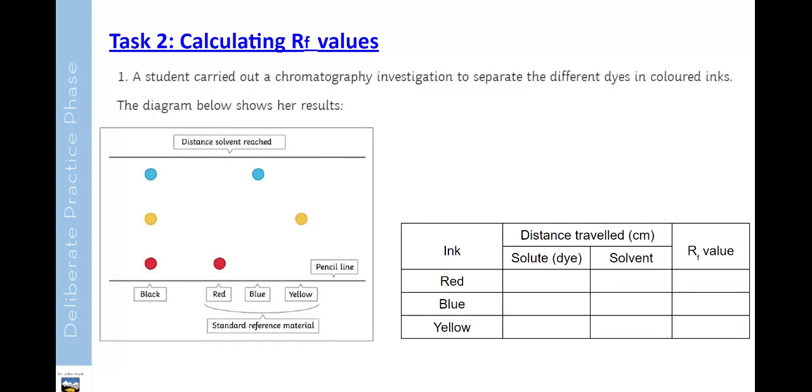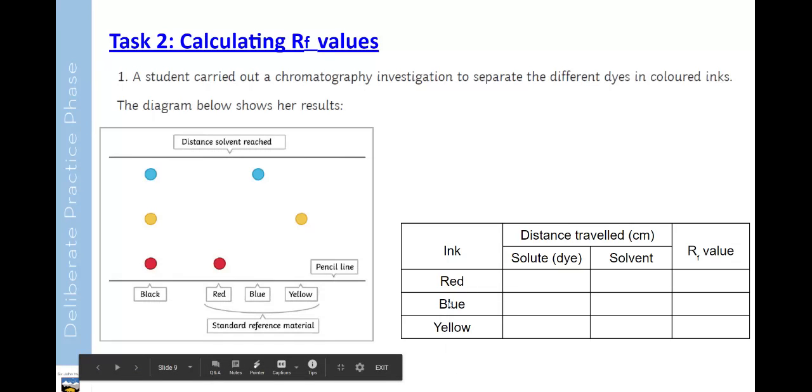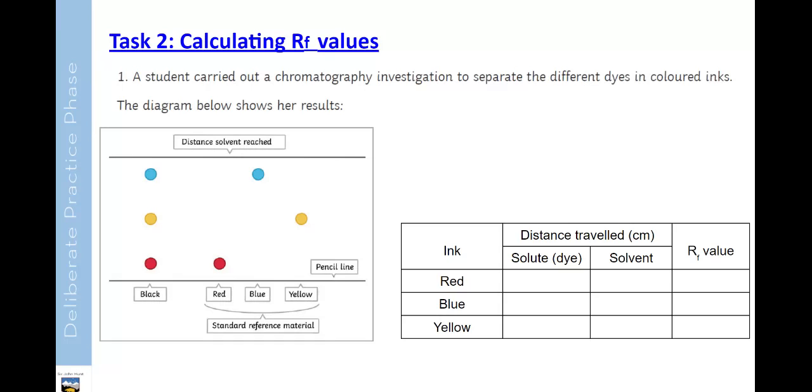Task 2. Last lesson, I noticed most of you were weak on calculating RF values. So here is a question on RF values. It says a student carried out a chromatography investigation to separate the different dyes in coloured inks. The diagram below shows her results. So she's got the black ink that she separated, and she's got red, blue and yellow, and they're her standard reference material.